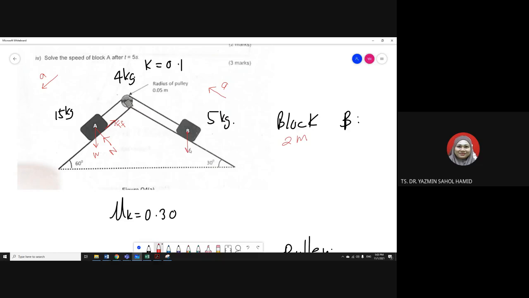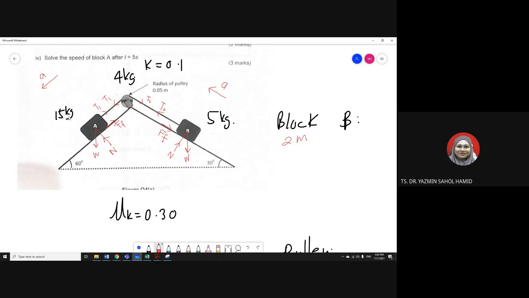Again, for block B, there will be a weight going down. And again, there will be normal force. Since the acceleration of the block is going up, then there will be a friction force in the opposite direction lah. Okay. Again, because this is a cable, which is connected to a pulley, there will be a tension cord here. So let's say this is tension cord 1. And let's say this is tension cord 2 lah. Okay, tension is pulling the force. That's why the diagram is like that.